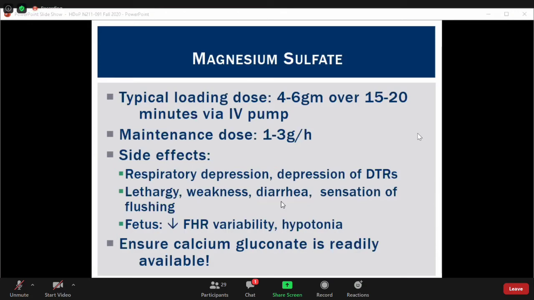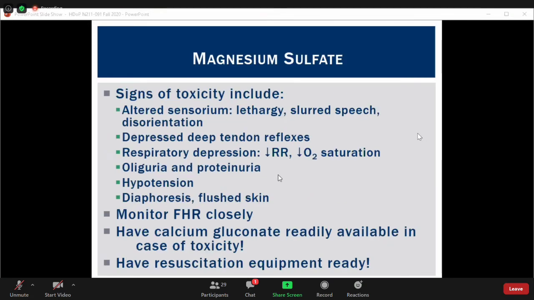The fetal heart rate variability will become diminished. This fetus will become hypotonic. The only one I didn't mention, remember your urine output, the oliguria, right? It can, again, relax the muscle and diminish the urine output.